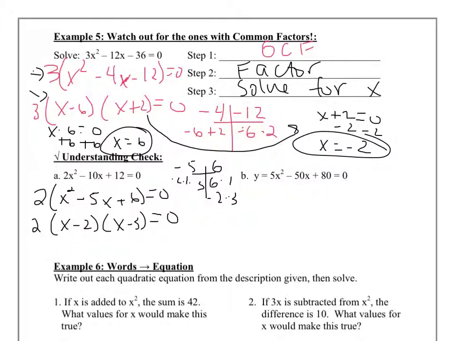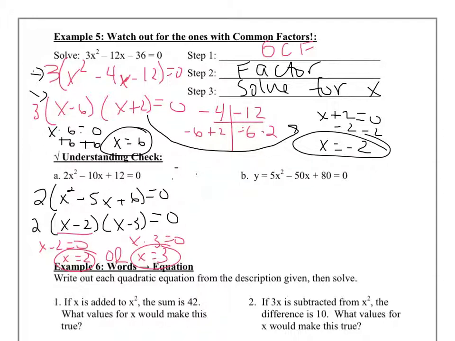Okay, set each part equal to 0. So x minus 2 equals 0, so x is 2. And x minus 3 is equal to 0, so x is 3. Okay, so x is 2 or 3. Okay, I'm just going to erase a little bit over here to make room. And let's try part B.